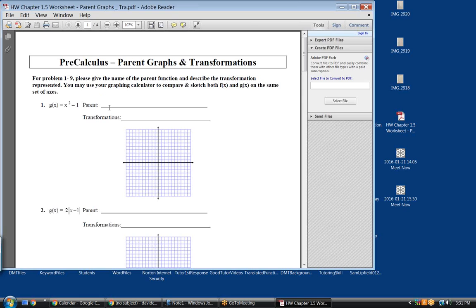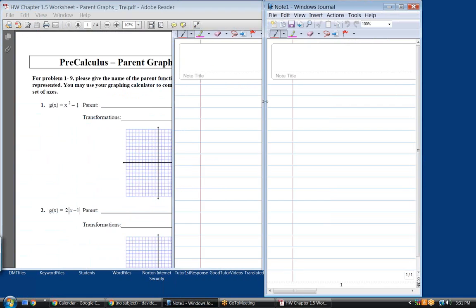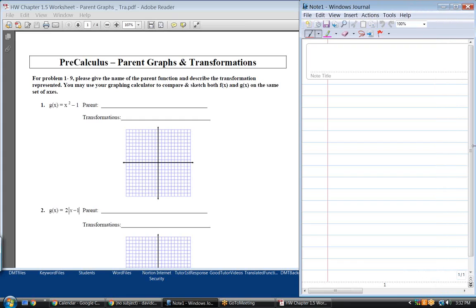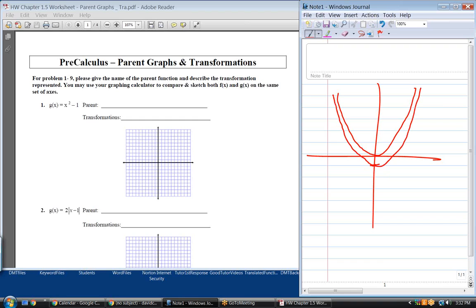What's the parent graph of 1? Would it be x squared? Okay. What's being done to it? What's the translation? What's the transformation? Down 1. Okay. So the parent graph would look like this. That's what y equals x squared looks like. I don't change the shape of the graph, as all I do is vertically move it down 1. So it looks exactly the same, only its vertex goes through that point.